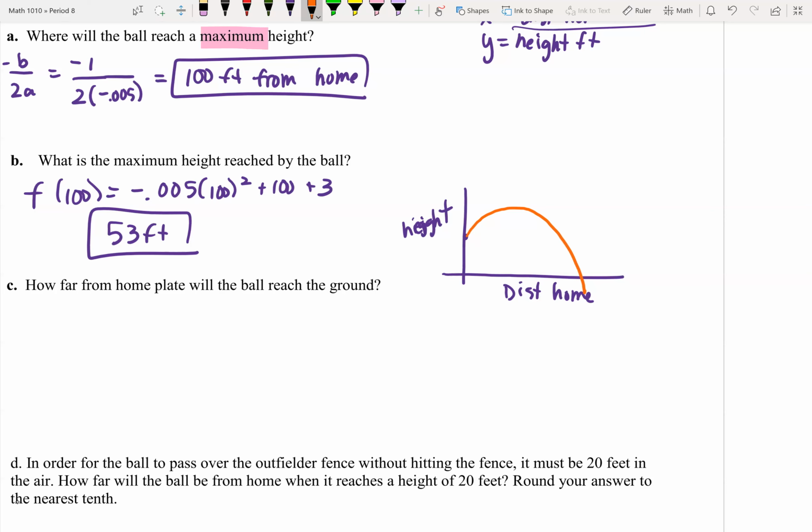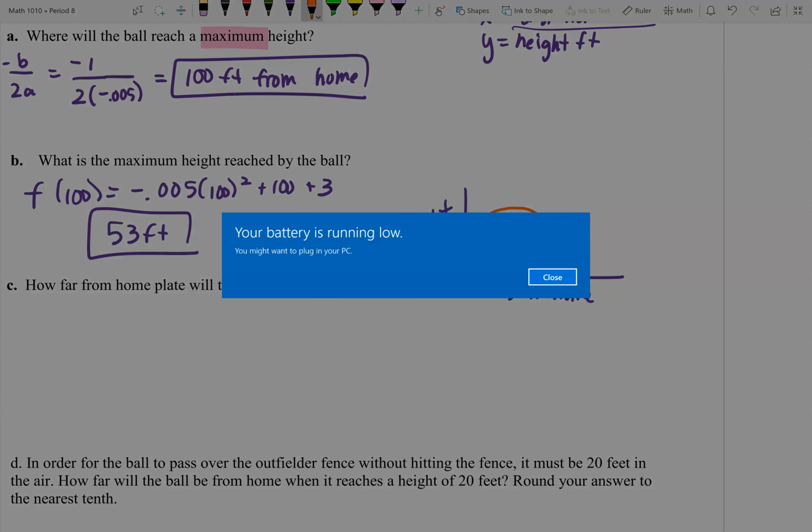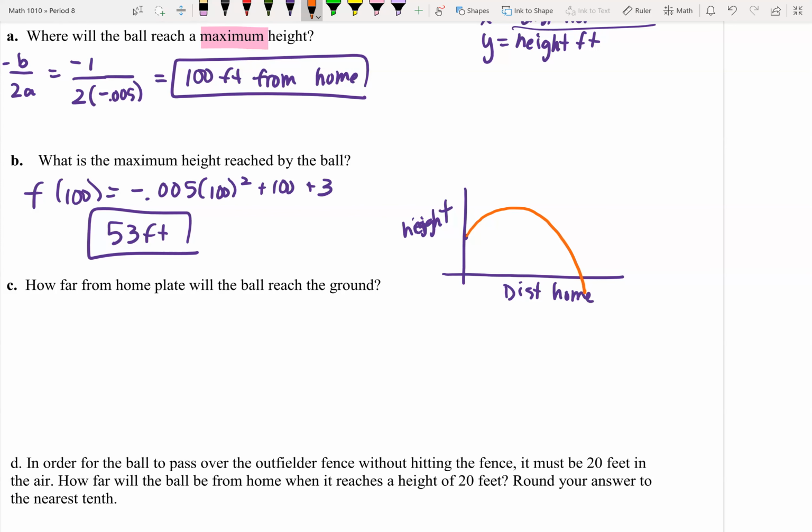So this right here represents when the ball is what? Tell me. Come on. When it's hit, right? Okay, so this is when the ball is hit. So when it's 0 distance from home, it's at a height, and the height is actually 3. Not that you needed to know that, but anyway, who says I understand that?